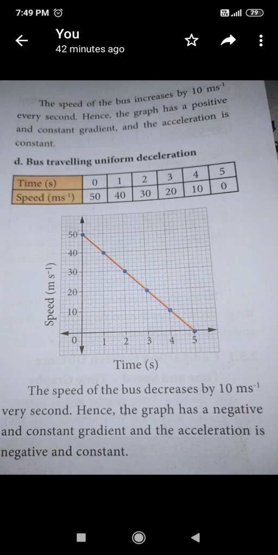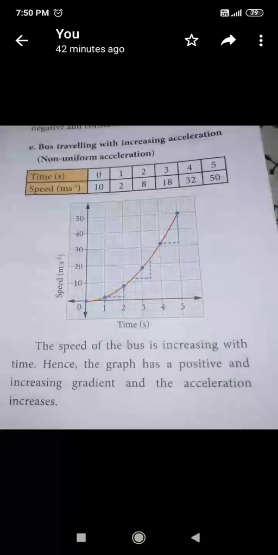Here by the picture we can come to the conclusion that it is traveling with uniform deceleration, isn't it? It's going down. The line goes down in the graph. How much? By 10 meter per second. The speed of the bus decreases by 10 meter per second every second. Hence the graph has a negative gradient and the acceleration is negative and constant.